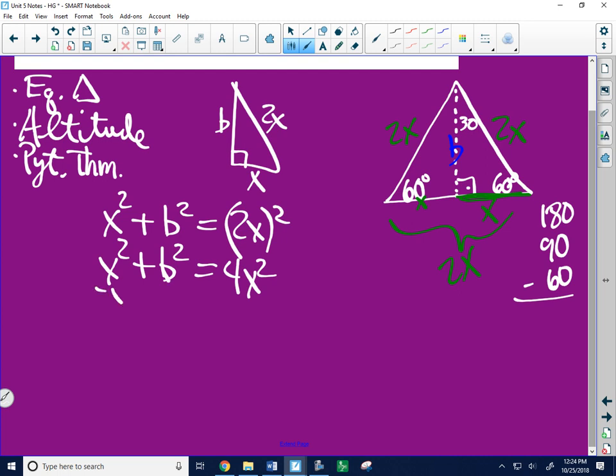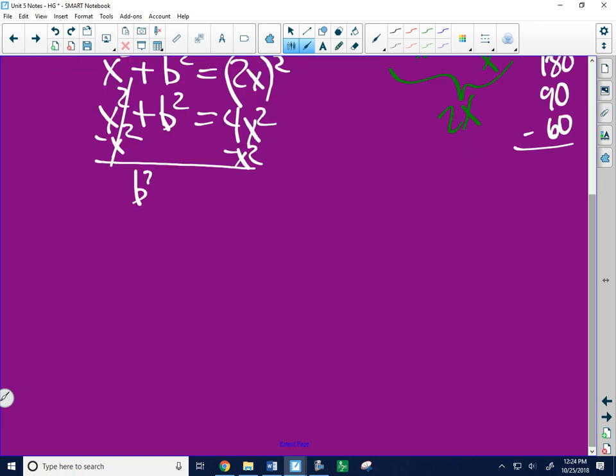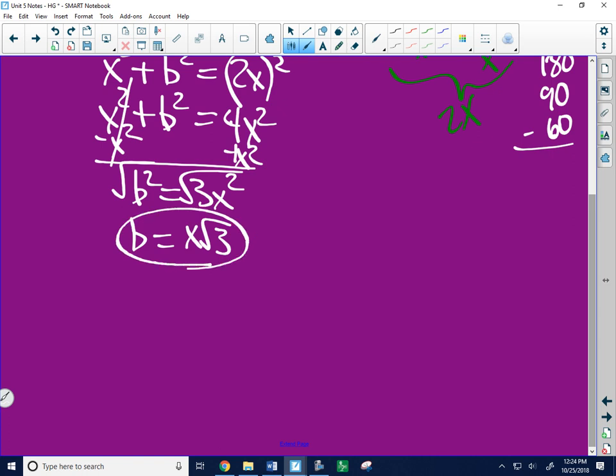So I'm solving for b, so I'm going to subtract x squared. I'll get b squared here, and then 4 minus 1 is 3x squared. And just like the last one, I do a square root, and we'll get b on the left. Square root of 3 is square root of 3. X squared is x. And we traditionally write the x first. So what we just found, in the 45, 45, 90, the main number is radical 2, x radical 2. The 30, 60, 90, it's x radical 3. Again, just Pythagorean theorem. Bx and then 2x is the hypotenuse.